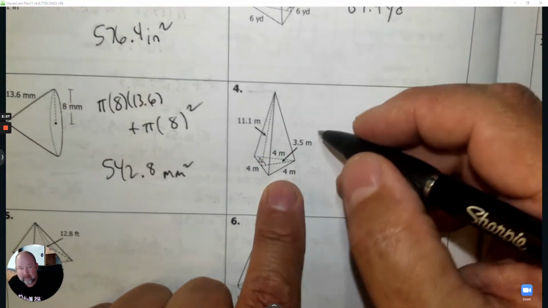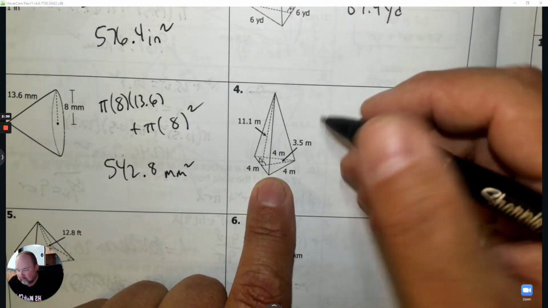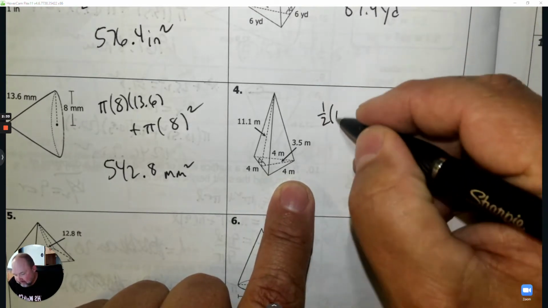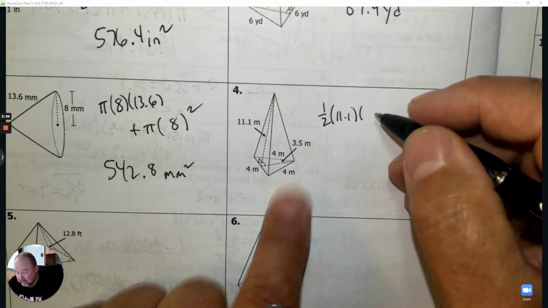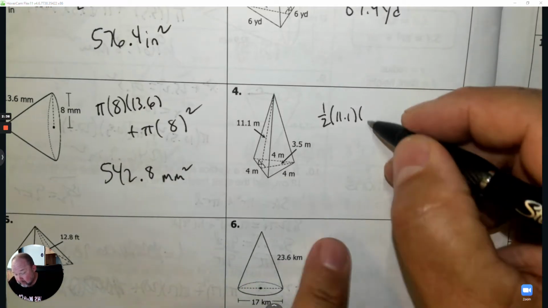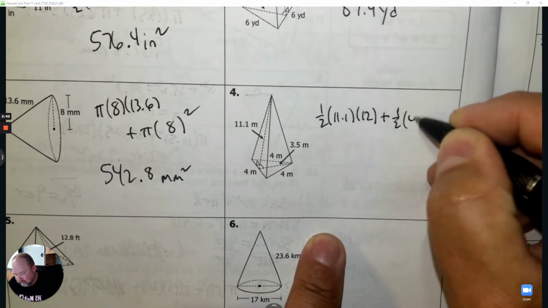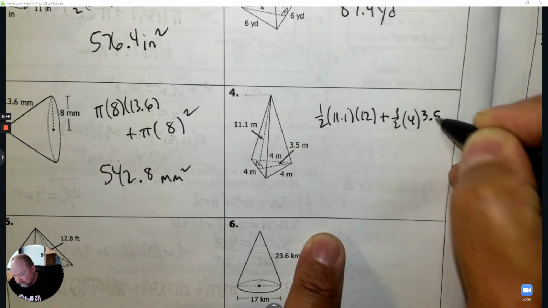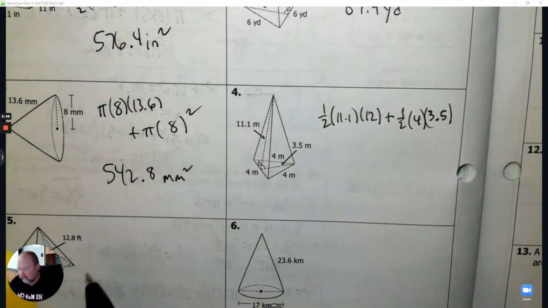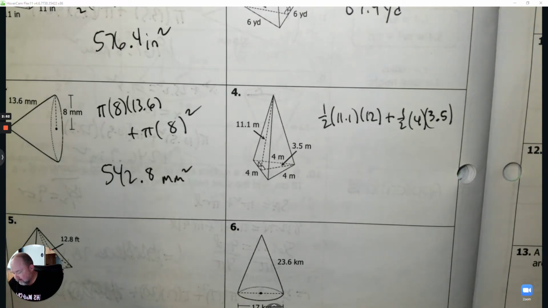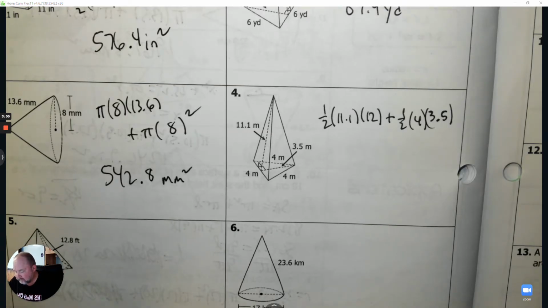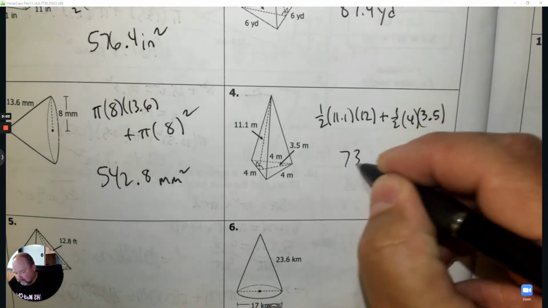Again, I'm going to use that formula for a pyramid. So it's 1/2. The slanted height is 11.1. The perimeter is 4, 4, and 4. That's 12, and you go 4 plus 4 plus 4. Plus the area of the base, which is half the base times the height of the bottom triangle, and then type that in. So 0.5 times 11.1 times 12 plus 0.5 times 4 times 3.5, and I get 73.6, and that's meters squared.